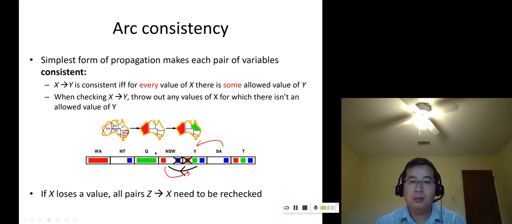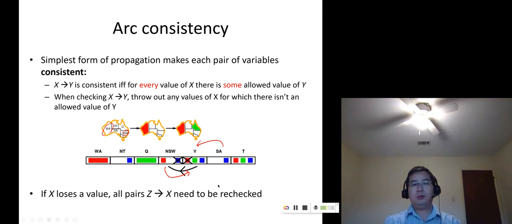And then NSW to V, you choose this one, or you choose either of these two. So there are no more violations of the arc consistency, right? So we can stop. So this update is already done because you have checked all of them.